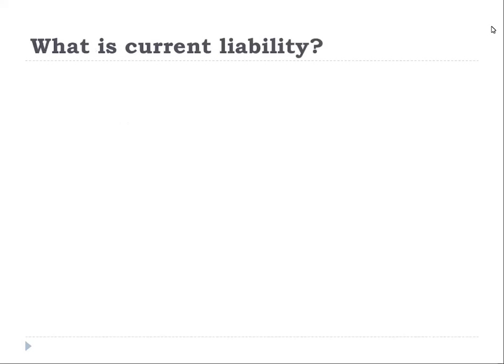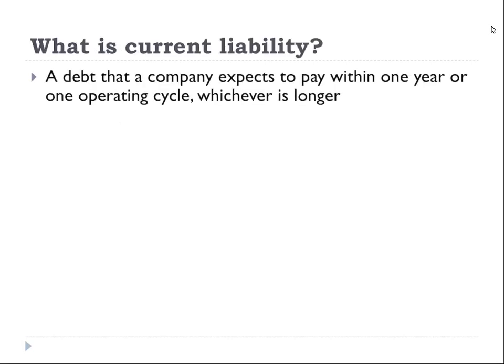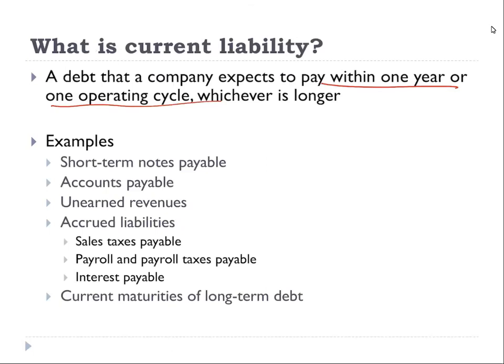So what is current liability? The definition of current liability is it is a debt that a company expects to pay within 1 year or one operating cycle, whichever is longer. So that's the definition. And examples of current liabilities, we have short-term note payable, account payable, earned revenue. So all of those are expected to be paid within 1 year or one operating cycle, whichever is longer. Accrued liabilities and current maturity of long-term debt.